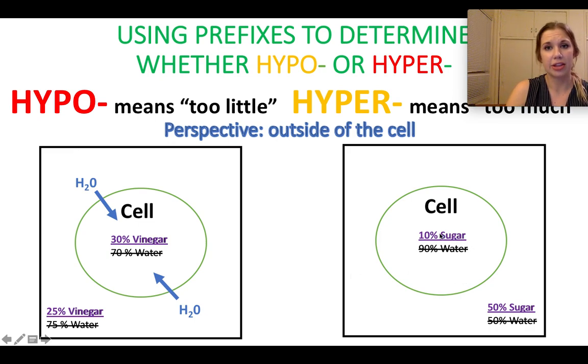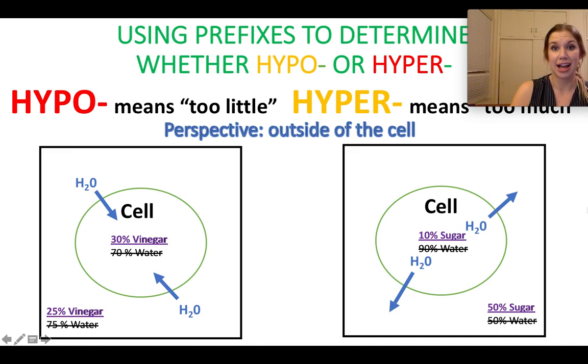Inside the cell, it is 10% sugar. Outside of the cell, it's 50% sugar. So water is always going to flow towards the higher concentration of solute, so that water is going to diffuse out of the cell and make that cell shrivel or shrink in size.